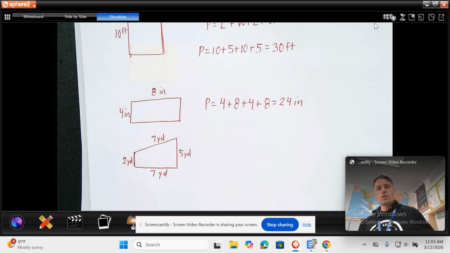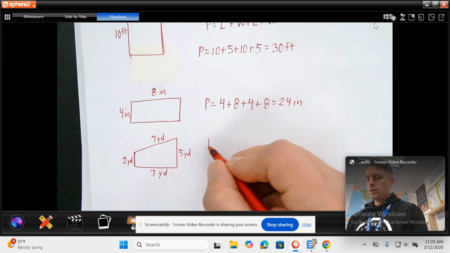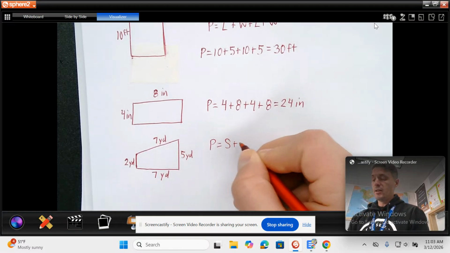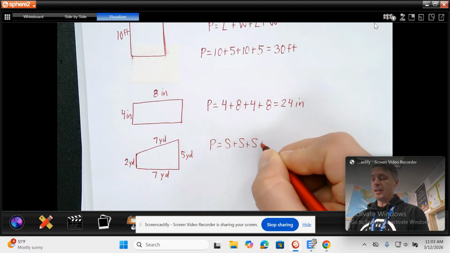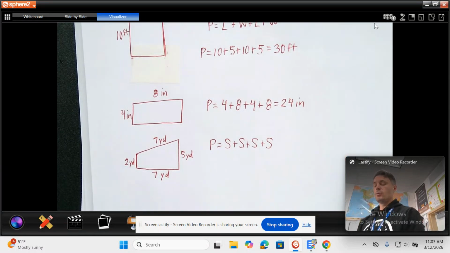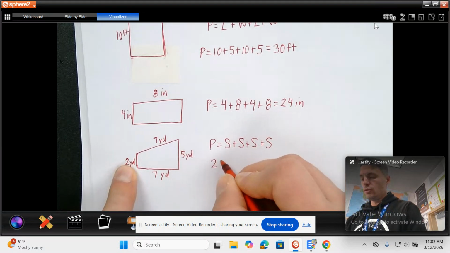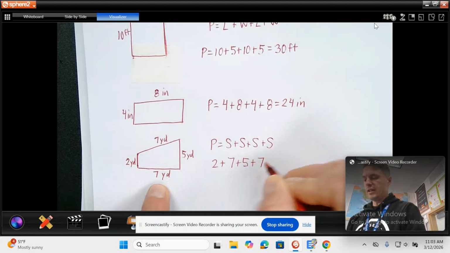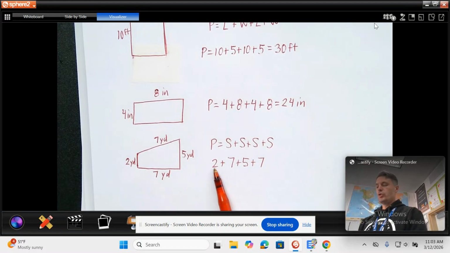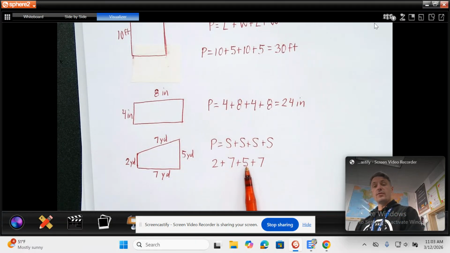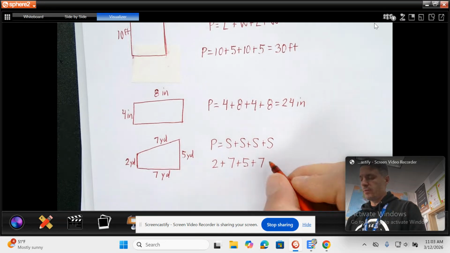Okay, in order to find the perimeter, perimeter equals just all the sides added up. Side plus side plus side plus side. We just add up all the sides. That's how we find the perimeter. So we just do 2 plus 7 plus 5 plus 7. So 2 plus 7 is 9, plus 5 is 14, plus 7 is 21.